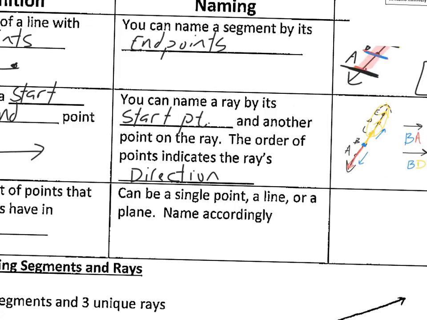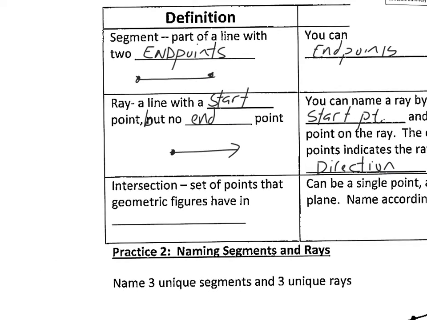Last but not least, we're going to talk about intersection. You know what an intersection is, right? When two things collide. Two streets are intersections. The stop signs are at intersections, when two streets run into each other.